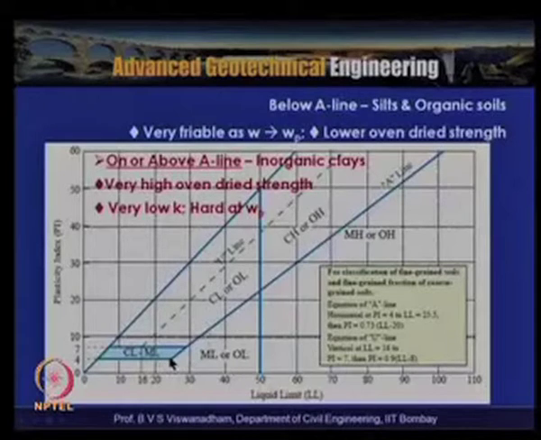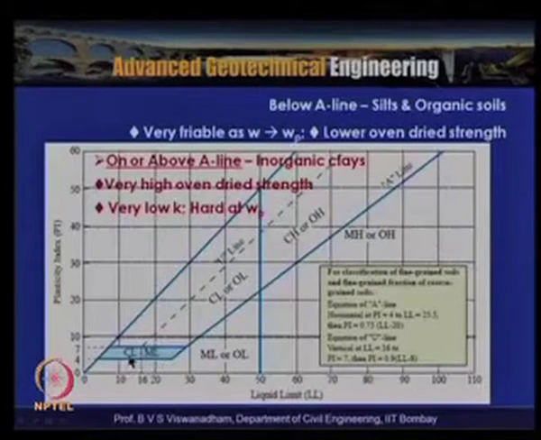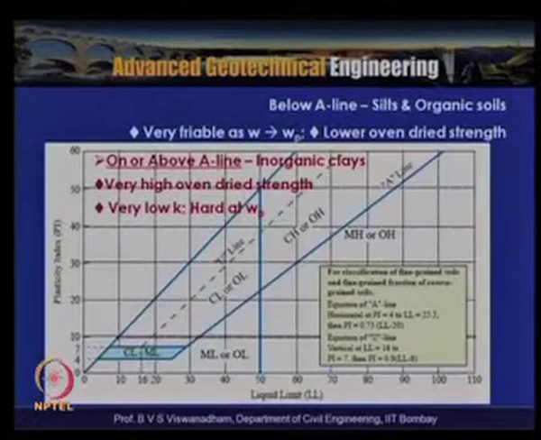Here, the horizontal at PI equal to 4 and liquid limit equal to 22.5. Any soil falling in this zone carries a dual symbol, called CL-ML. The U line is vertical at liquid limit equal to 16, somewhere here, and then it starts here. This is the U line shown here. Any soil falling above the A line is inorganic clay, and such soils exhibit high dry strength and very low permeability.